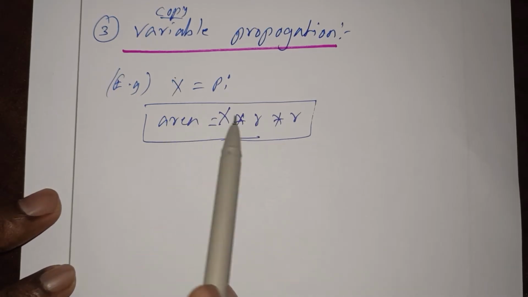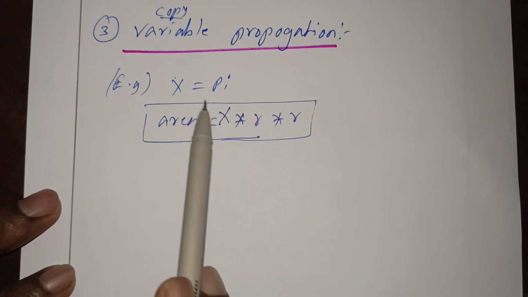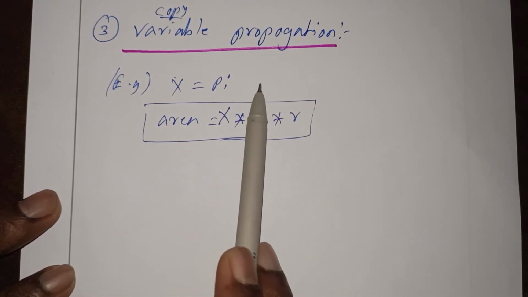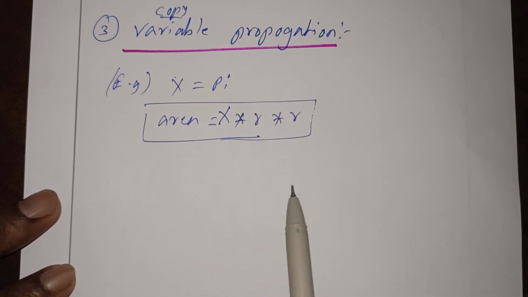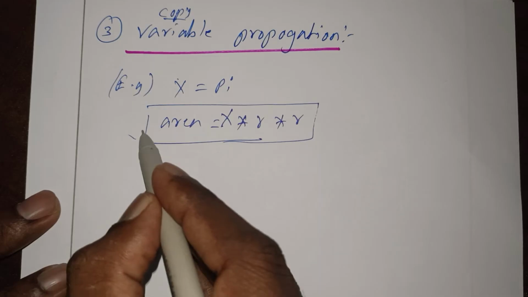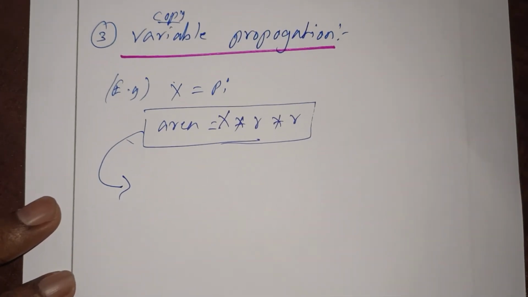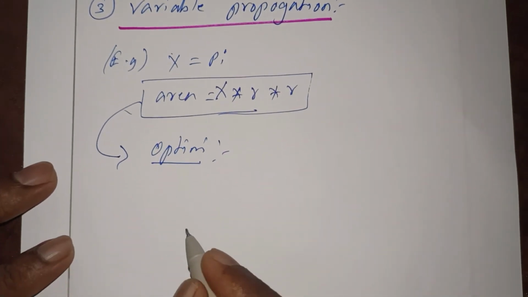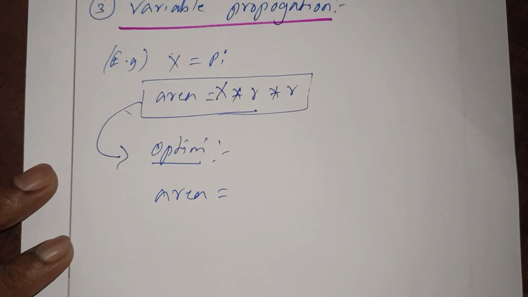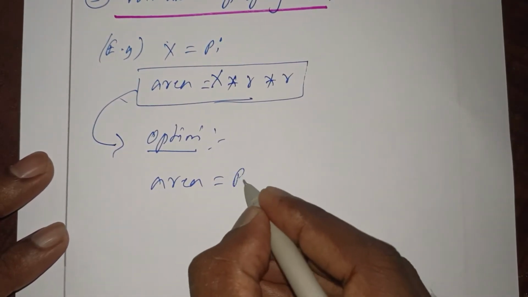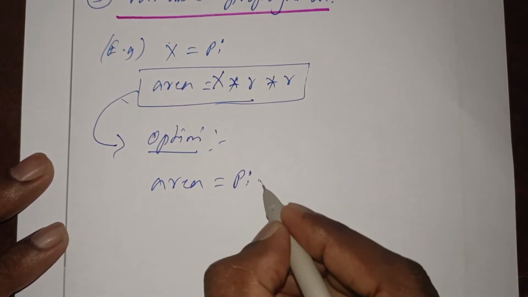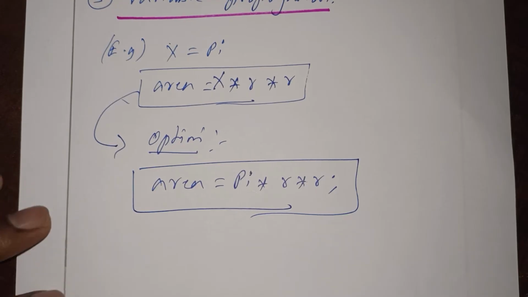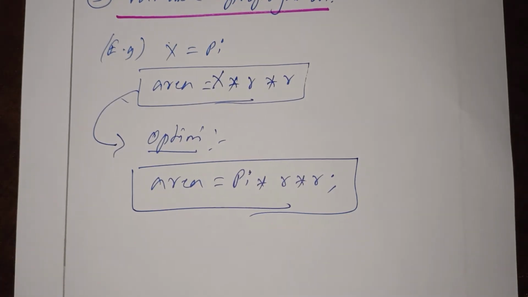Exactly. The pi value is stored in x. Again x has to be opened and it will find what is pi, and the pi value will be 3.14. It takes much time, nanoseconds, compared to the optimized code. So this can be copy propagated. The optimized code can be in this form: area is equal to pi into r into r, using the value pi directly instead of x. So this is an optimized code where the variable propagation is working.